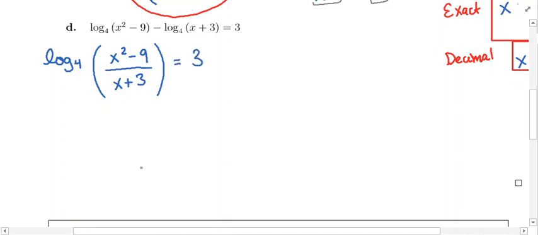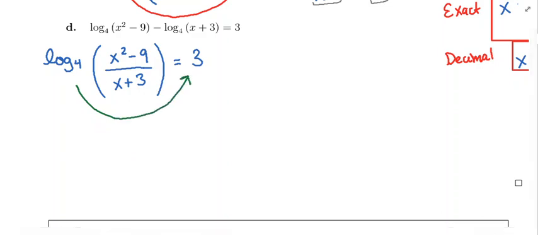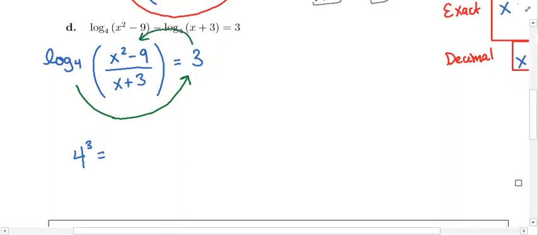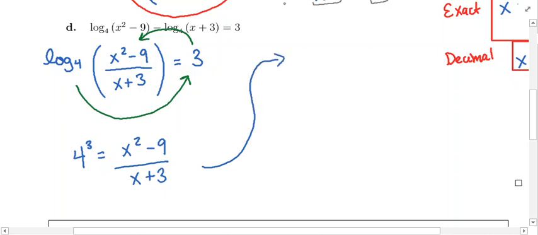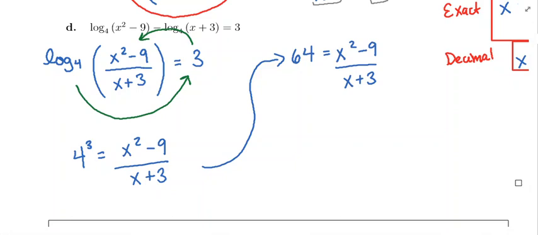So now that we have 1 logarithm is equal to a number, we can do the arrow thing. If we take the base and raise it to this power, so if we do 4 to the 3rd power, that's going to equal this quantity right here. So 4 cubed is going to equal x squared minus 9 over x plus 3. If I simplify this out, 4 cubed is 4 times 4 times 4, so that's going to be 64, is equal to x squared minus 9 over x plus 3. All right, so we've got to solve this. We've gotten rid of the logarithms. We've got to figure out how to solve this equation.